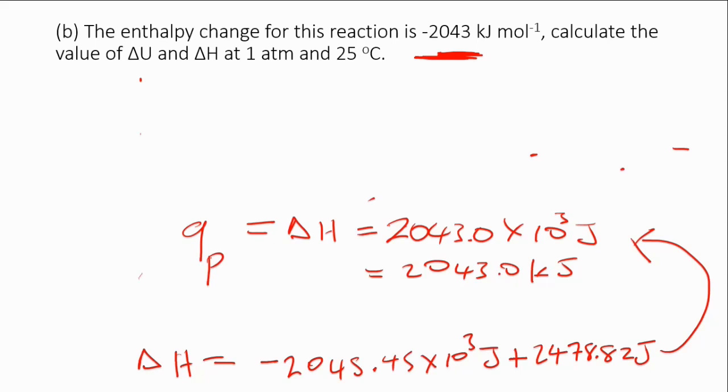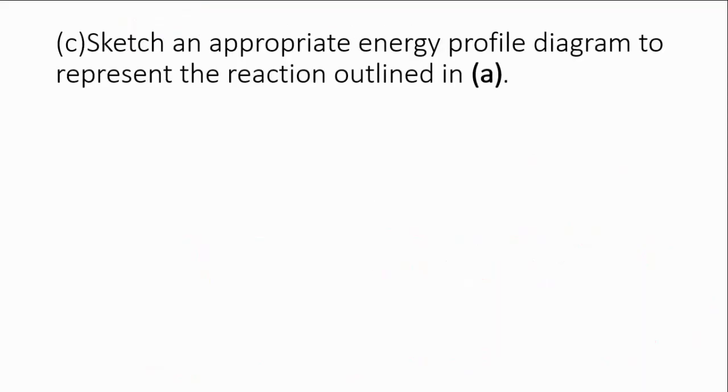As a matter of fact, in the question, we could have put Q instead. I'll say that the heat change for the reaction is minus 2043 kilojoules per mole. We could have done that. Anyway, we got it. Look at this other part of the question, which is asking us to sketch an appropriate energy profile diagram to represent the reaction outlined in A.